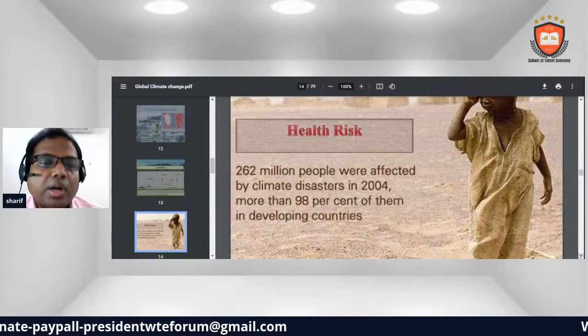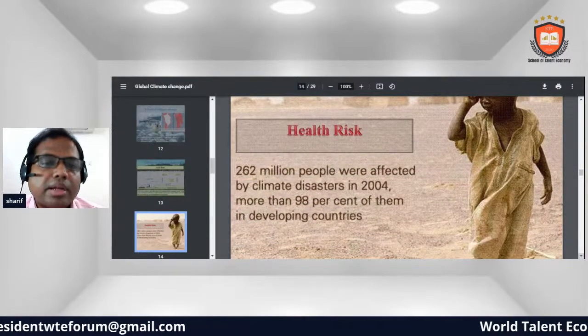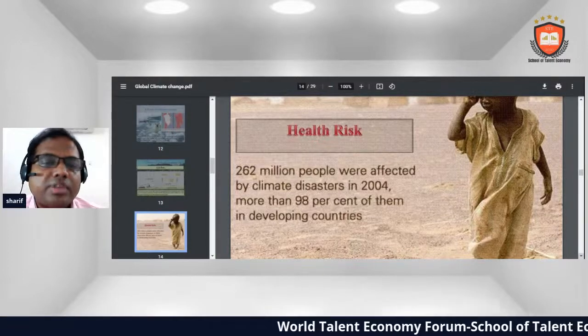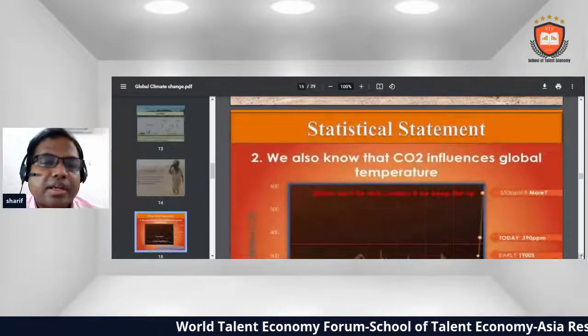Health risk. 262 million people were affected by climate disasters in 2004. More than 98% of them were in developing countries.